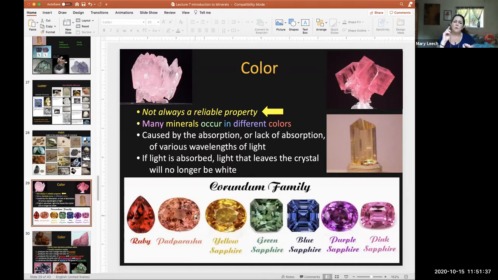Lots of minerals are like this. These are all corundum, all of these gemstones down at the bottom. If corundum has any sort of blue, purple, or pinkish color to it, it's called a sapphire. If it's got an orange or a red color to it, it's called a ruby. And there's a whole rainbow of colors that you can get that just depend on what tiny amounts of different elements have made their way into the crystal.